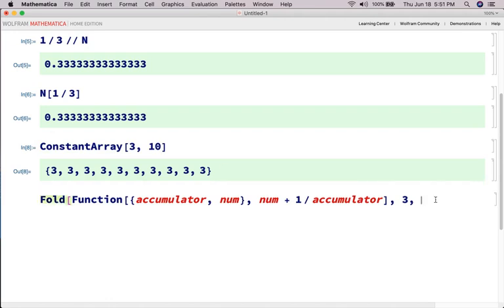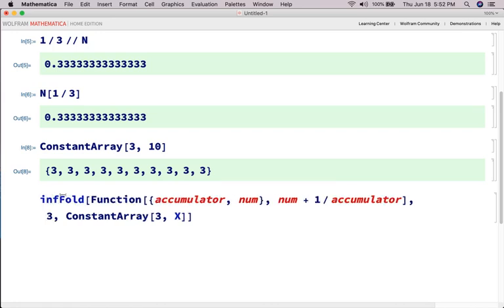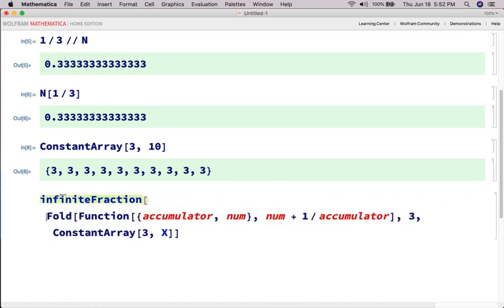So what I could do is constant array 3, and this is going to be some variable. What should I call it? How about x? And my function, I'll call it infinite fraction. It's a function of the variable x. And here we go. Okay, so that looks good, right? So let's see what I get.